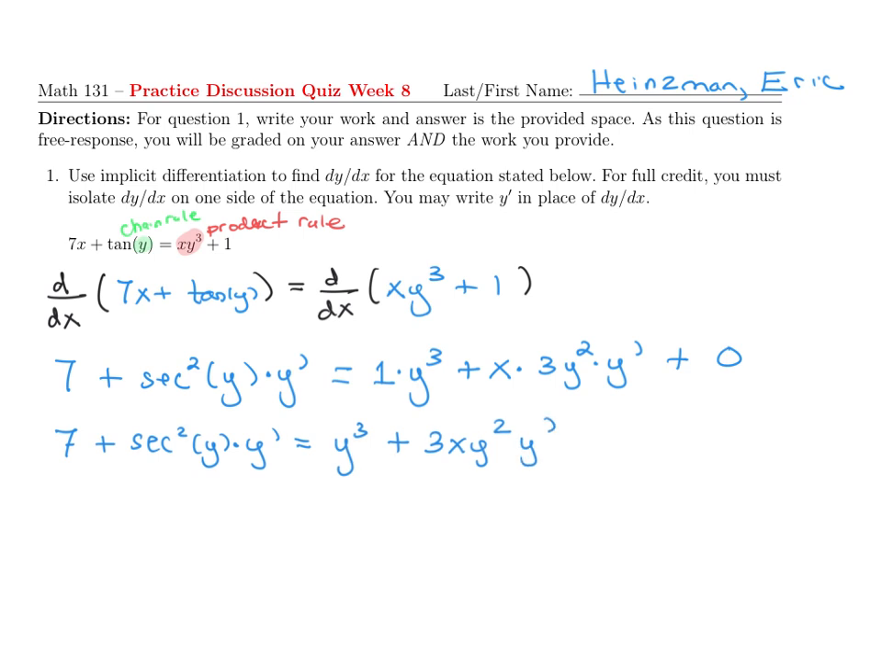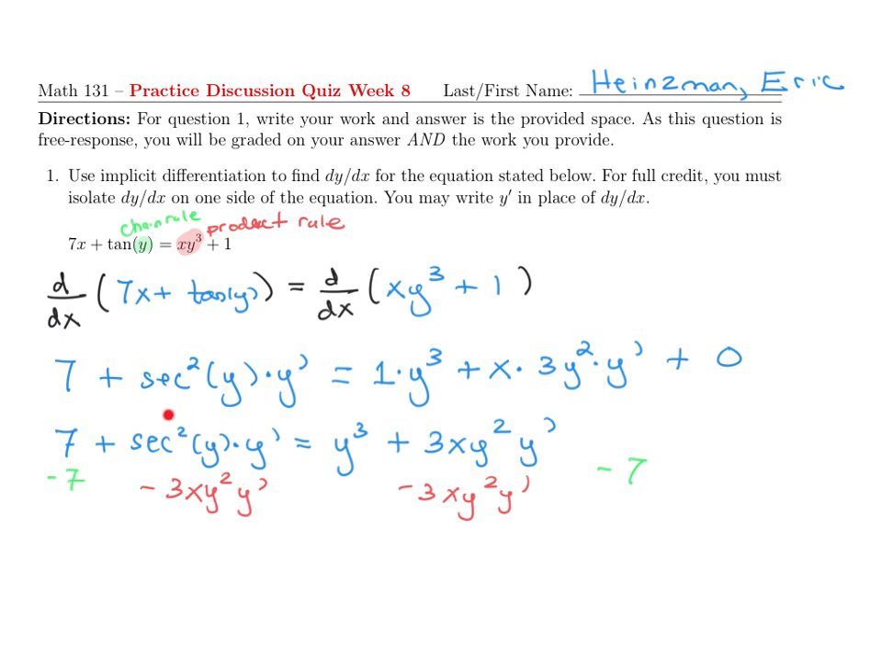My next step will be to isolate the y prime or dy/dx term. I'm going to subtract this to the left, and I'm going to subtract this to the right side. And I'm going to do that in a single step. So what I'm doing is I'm subtracting 7 from both sides, but also I'm subtracting this minus 3xy squared y prime to both sides. And by doing this in a single step, everything on this side will have a y prime, and everything on this side will lack a y prime.